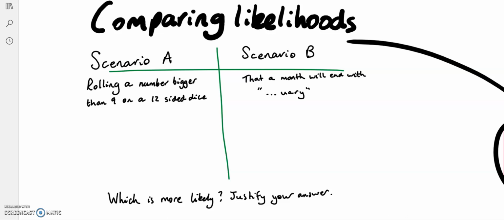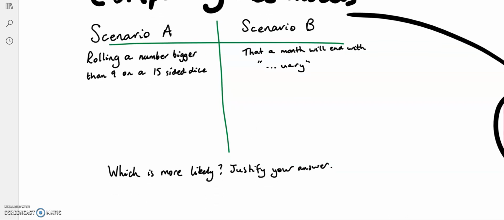Okay, so let's have a look at this. Actually, I'm going to change this dice number. I'm going to change it to a 15-sided dice, just for the sake of the question. So rolling a number bigger than a 9. I'm just going to put P bigger than 9. There are 15 sides altogether. Bigger than 9, so we've got 10, 11, 12, 13, 14, 15. So that's going to be 6 out of 15. They're both in the 3 times table, aren't they? So that's going to become 2 out of 5. So there's a 2 in 5 chance of getting a number bigger than 9.